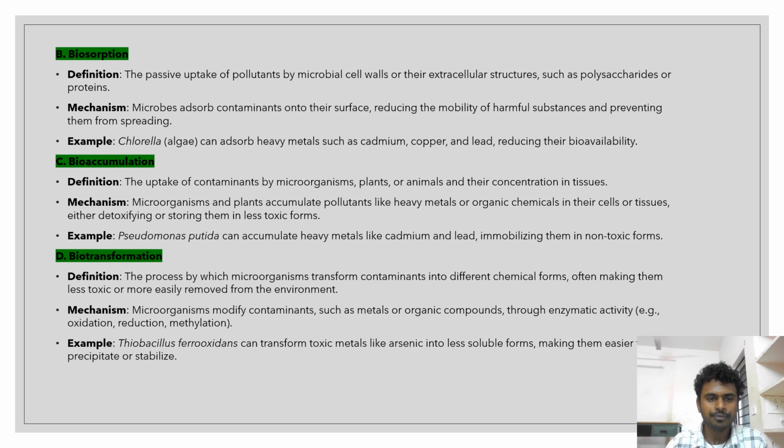The process by which microorganisms transform contaminants into different chemical forms, often making them less toxic or more easily removed from the environment. Mechanism: microorganisms modify contaminants such as metals or organic compounds through enzymatic activity. Examples: oxidation, reduction, methylation. Thiobacillus ferrooxidans can transform toxic metals like arsenic into less soluble forms, making them easier to precipitate or stabilize.